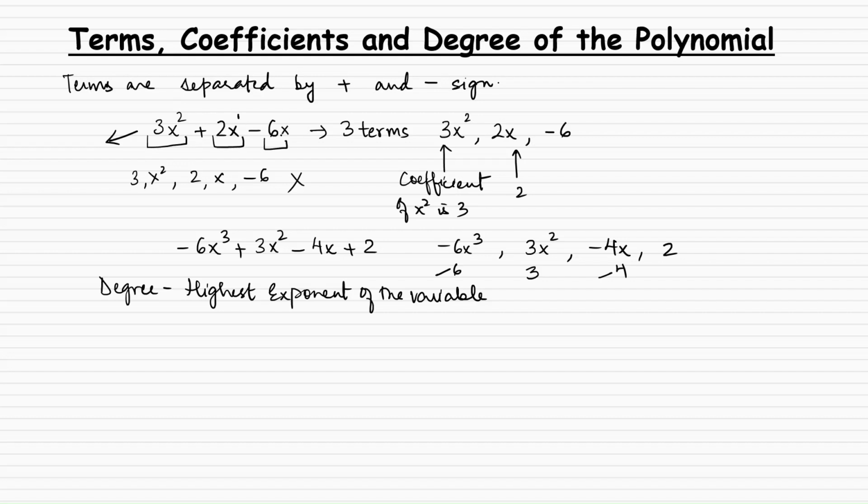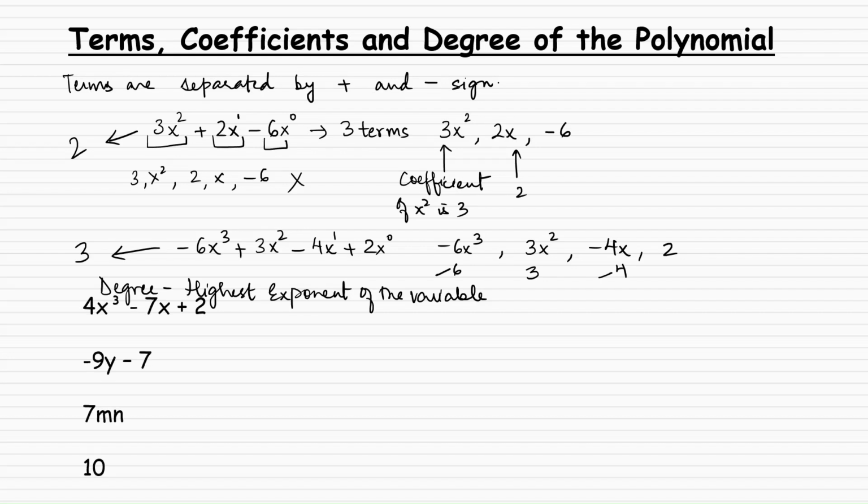And 6 can be written as 6x to the exponent 0. So what is the degree of this polynomial? 2. What is the degree of this polynomial? 3, 2, 1, and 2 is the constant term with the exponent x to the 0. So the degree is 3. So look for the variable and then look for the highest or greatest exponent, and that is the degree of the polynomial.